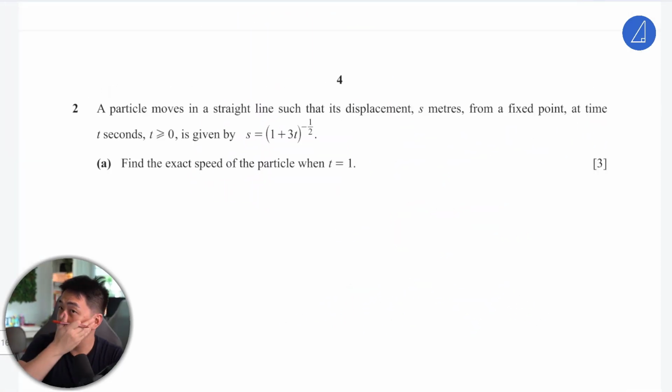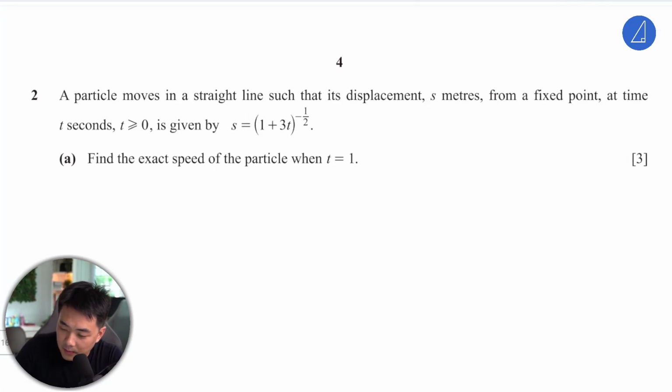Let's look at question 2. A particle moves in a straight line such that its displacement s meters from a fixed point at time t seconds is given by this expression here. Find the exact speed of the particle when t is equal to 1.